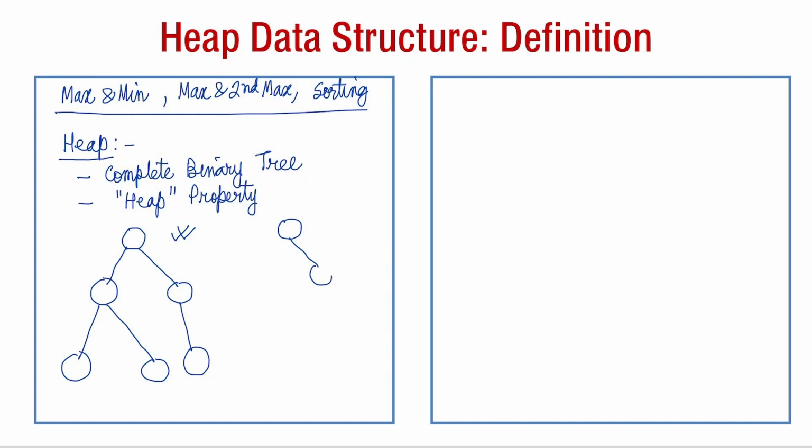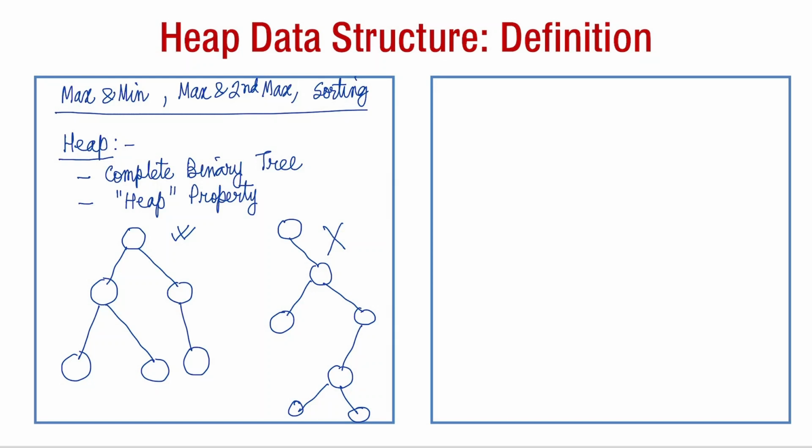On the other hand, if we draw something like this, this is not a complete binary tree, because firstly, the nodes at the upper levels do not have both children, so that is why it is not a complete binary tree.